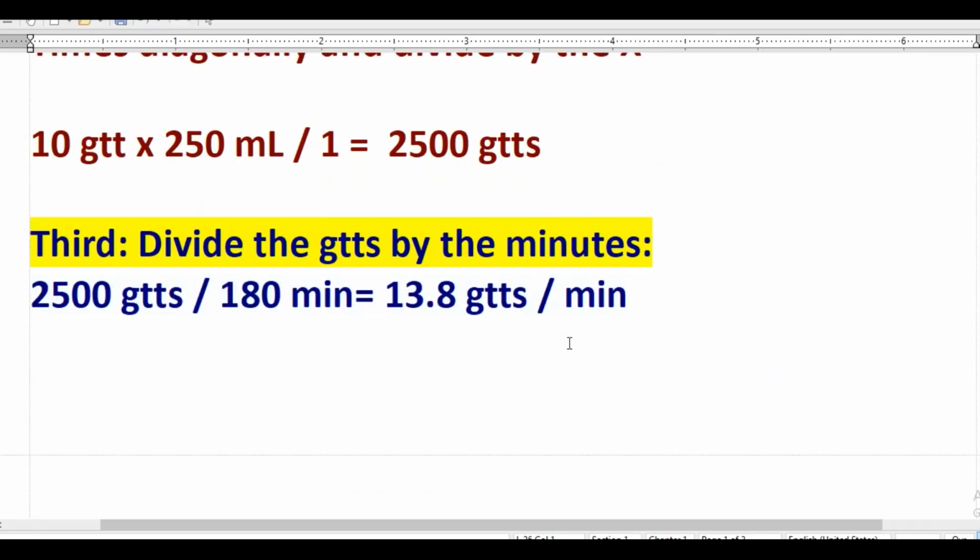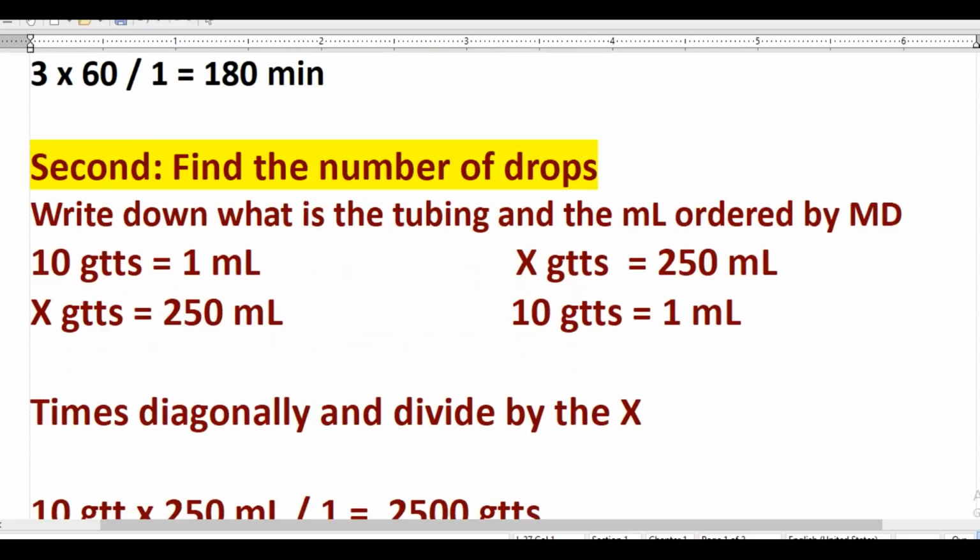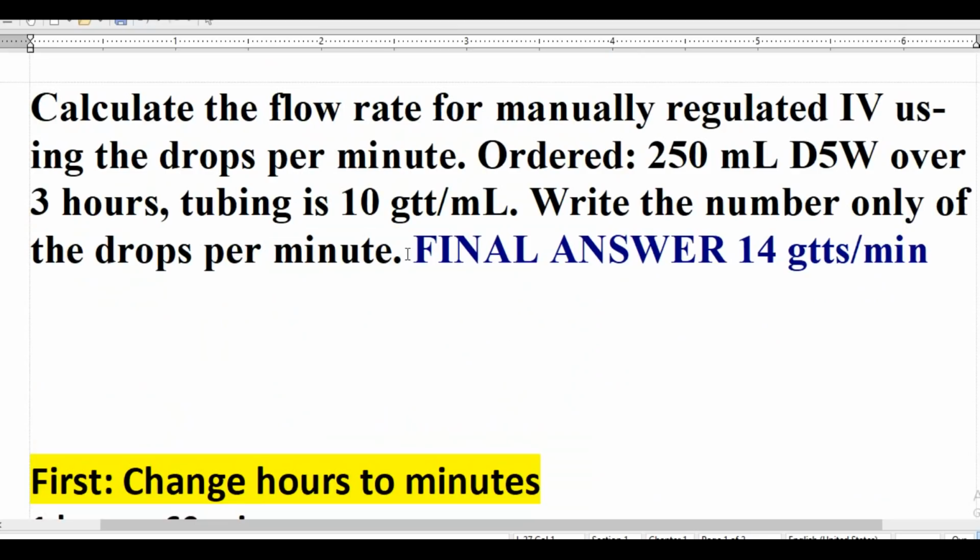Now, we cannot give 0.8 of a drop, so we have to round it. In this case, we have to round it up. So our final answer is 14 drops per minute. Very, very good. All right, let's try one more.